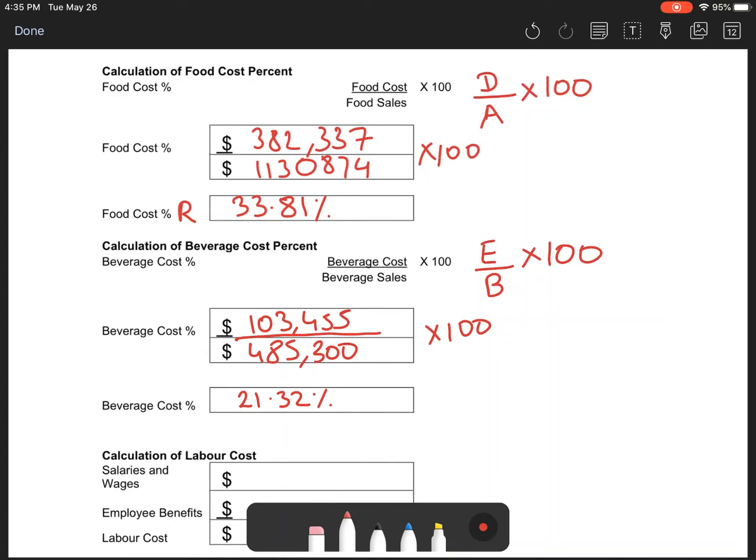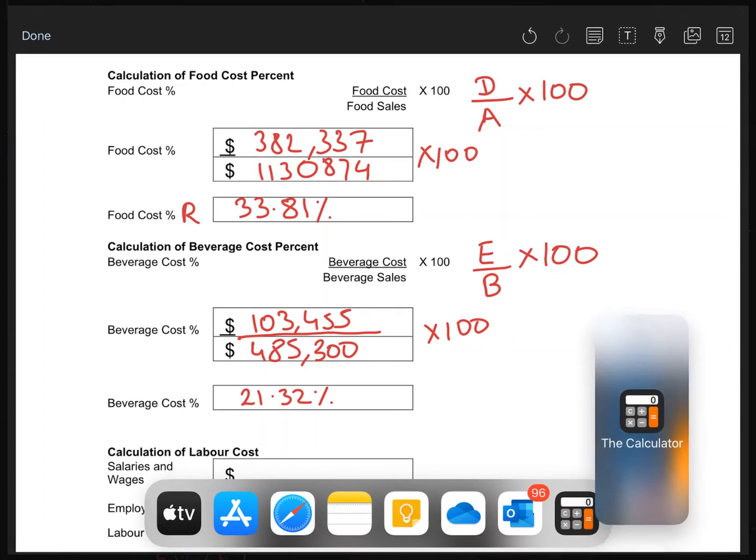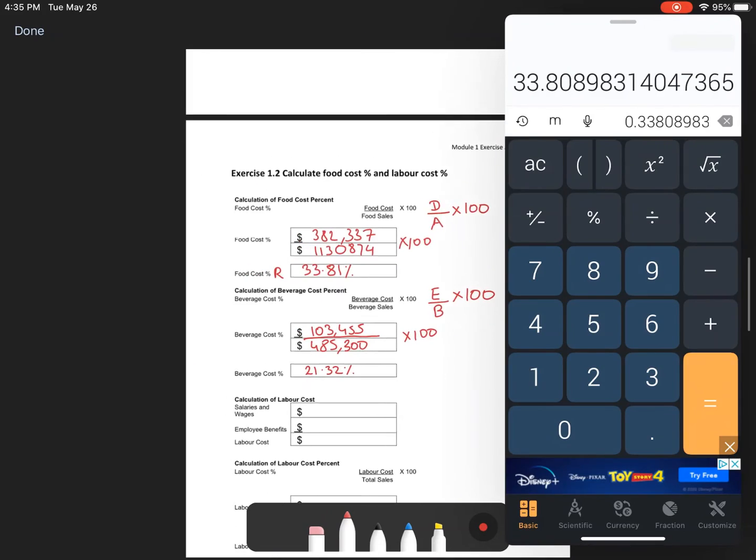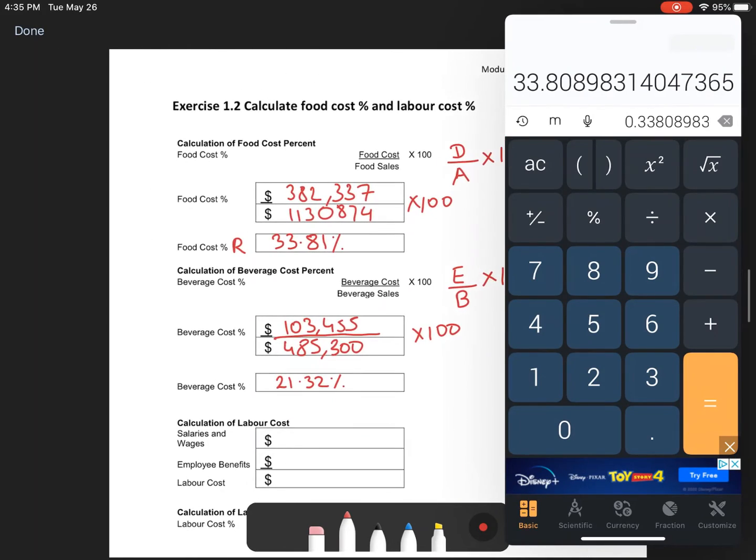21.32 percentage. All right. I'm going to do that calculation again just to get you used to calculating percentages. So we put in the numbers now. How I got 21.32: we do 103,455 divided by 485,300, which is equal to 0.2131. Okay.